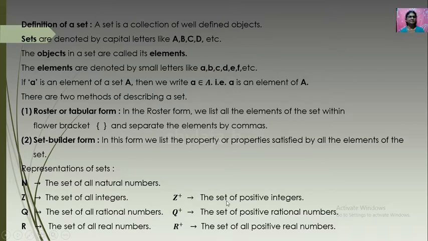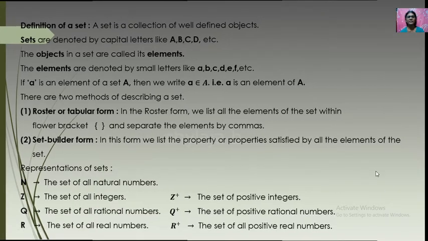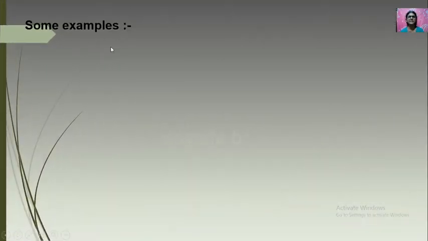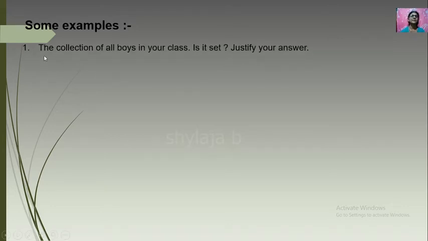Now we come to the roster or tabular form and set builder form. How to convert roster form to set builder form and set builder form to roster form. Here is an example. For each group, is it a set or not? If it is a set, justify your answer. If not a set, we also justify the answer. Look at the first one. The collection of all boys in your class, is it a set? Justify your answer.